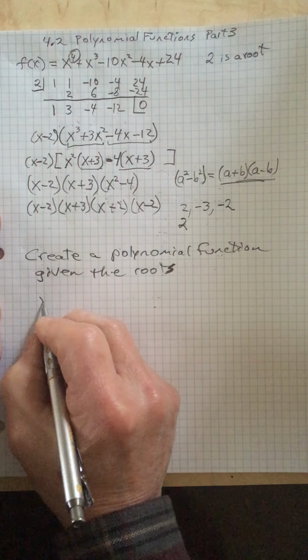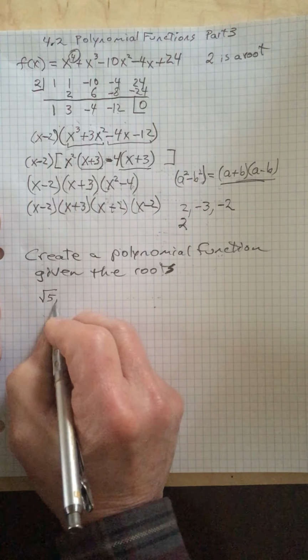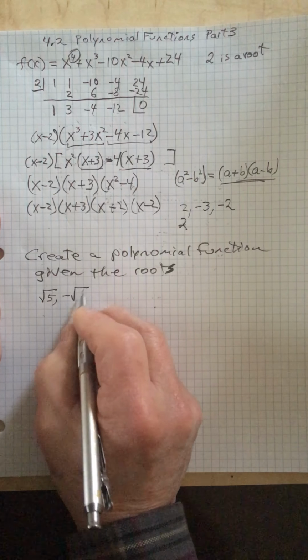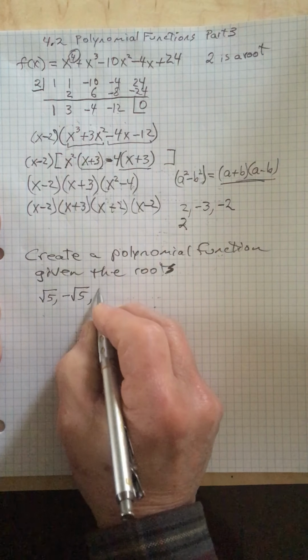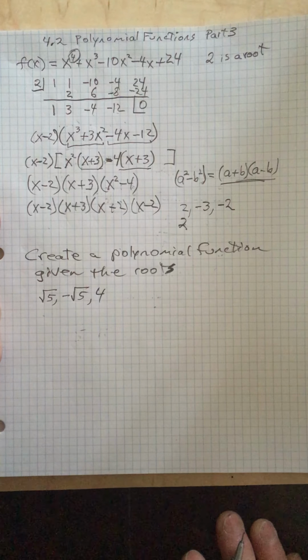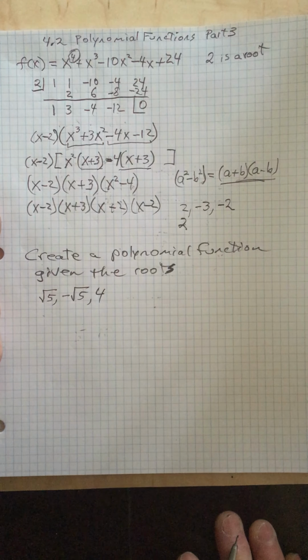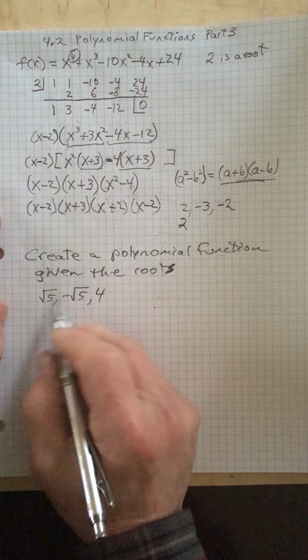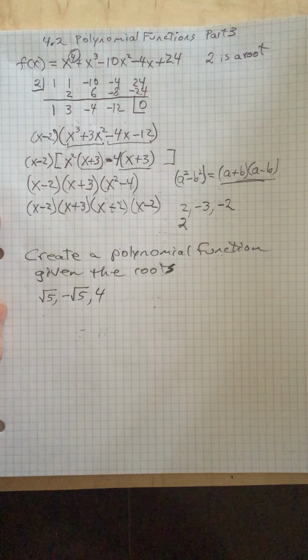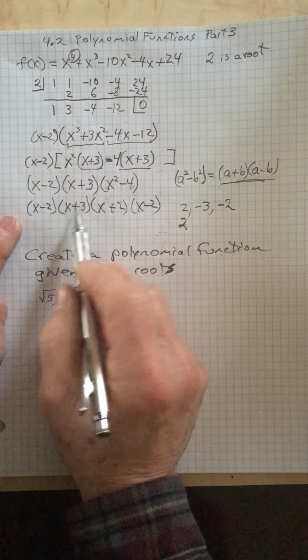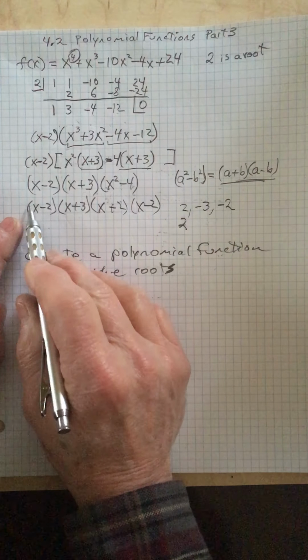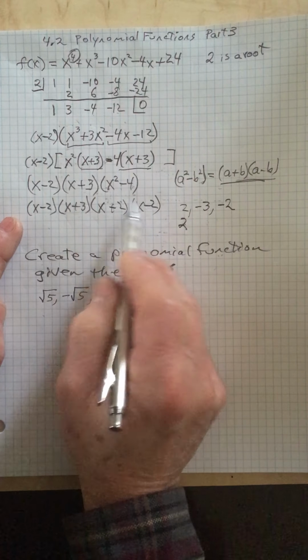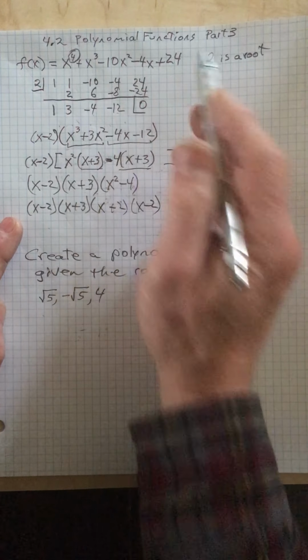Suppose I know that I have these roots. It's possible that you could see them on a graph, somebody labeled it, or they just tell you these are the roots. What is a polynomial function? Well, from the roots you can create the factors because, like here, if I multiplied all these factors together, then I would get this function. And that's what we're going to do.